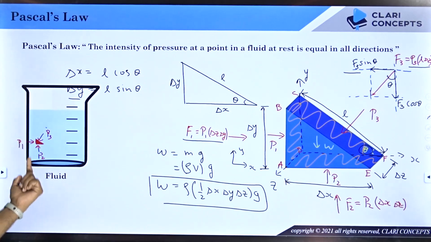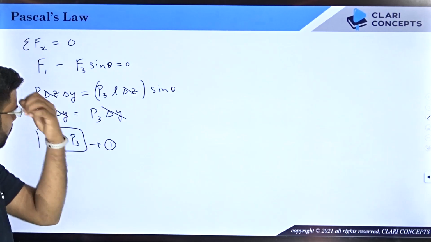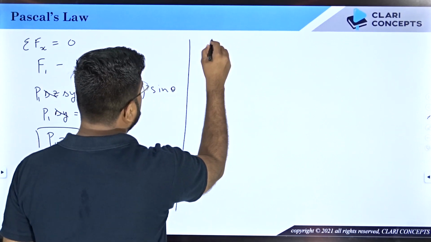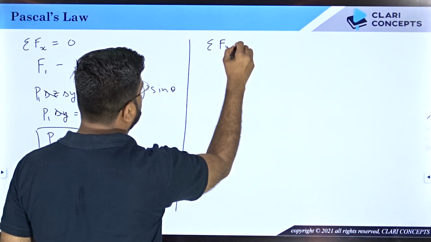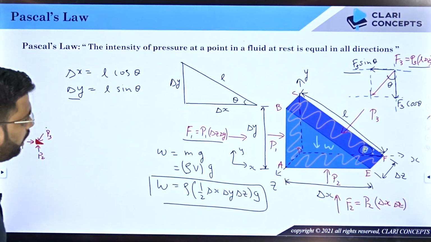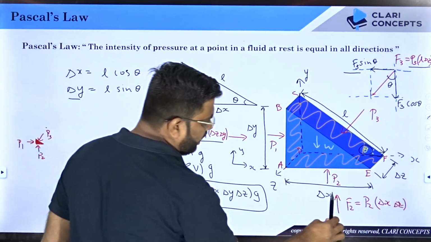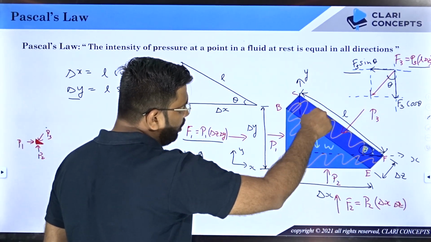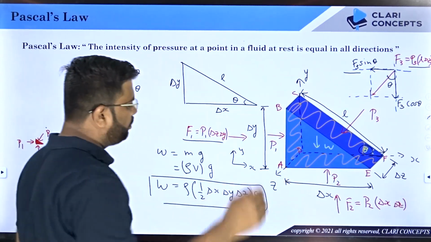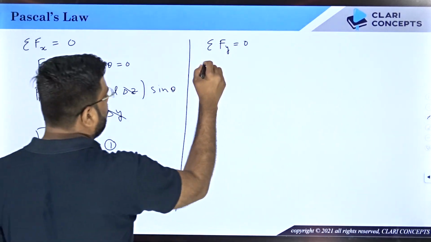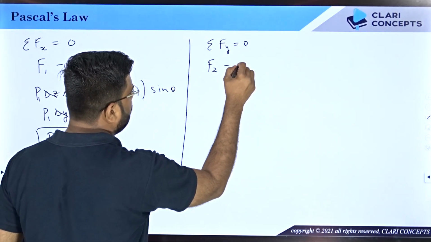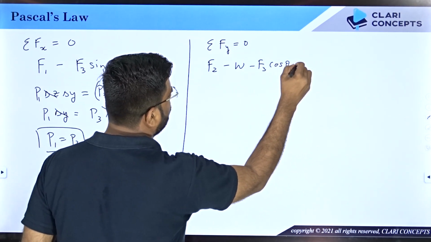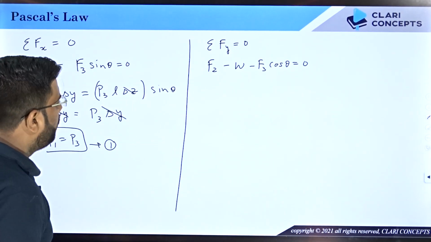Now we will talk about this P2. So now what we will do? We will try to do summation of forces along y to be equal to 0. For forces along y, you need to check the forces. See, F2 is positive because it is along positive y. W is negative. Also F3 cos theta is negative. So F2 is positive, W is negative, minus F3 cos theta is also negative, equals to 0.